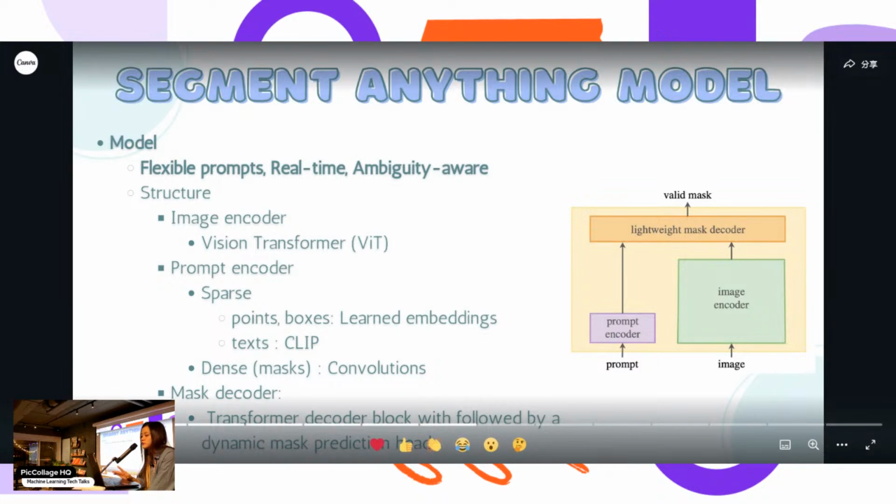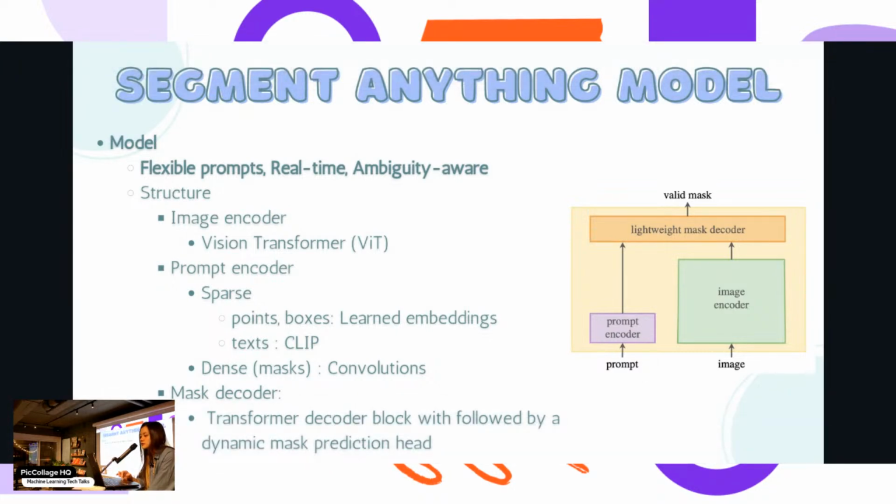So you have two different kinds of structure. The first is for sparse prompts. Sparse means things like points and boxes, and they become learned embeddings. And the text is very simple, just input into CLIP, and we can get a text embedding. And for the mask part, it just uses some convolution layers to get the mask embeddings.